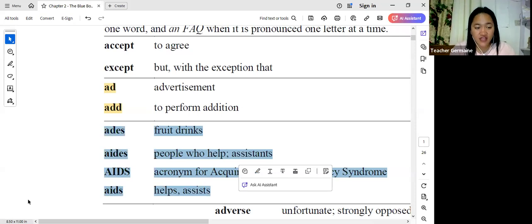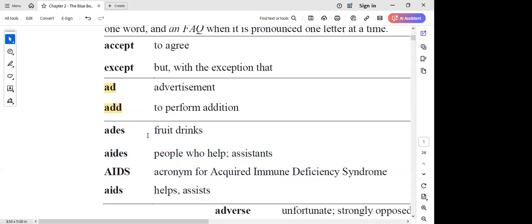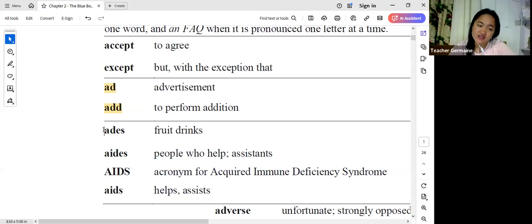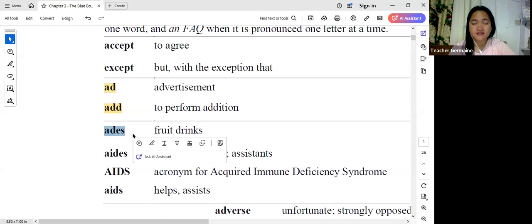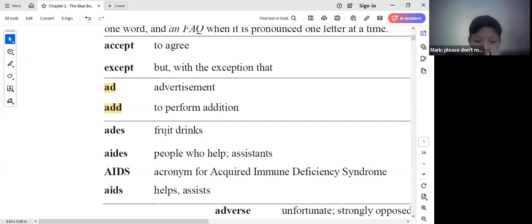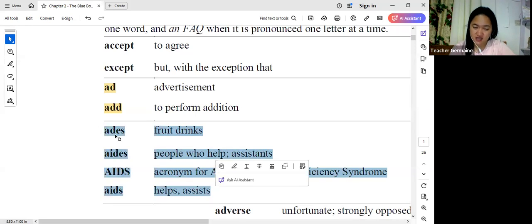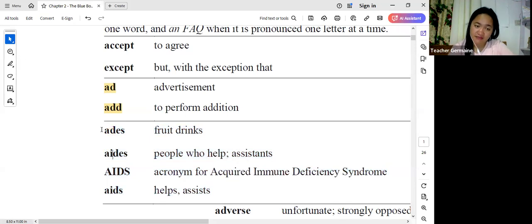So I will be calling Katrina to please read again the four examples and their definitions. AIDS, fruit drinks. AIDS, people who help. Excuse me. Are we going to read this one as ADs? Based on what your classmates were talking or I am discussing to you, is this ADs? How do we read this one? It is AIDS. Come again. AIDS. Yes, continue. AIDS, fruit drinks. Okay, if not Katrina, maybe Enda would like to read.